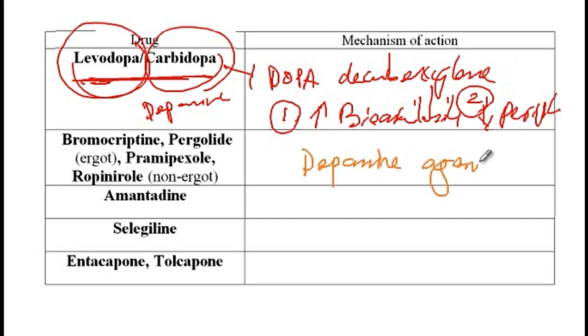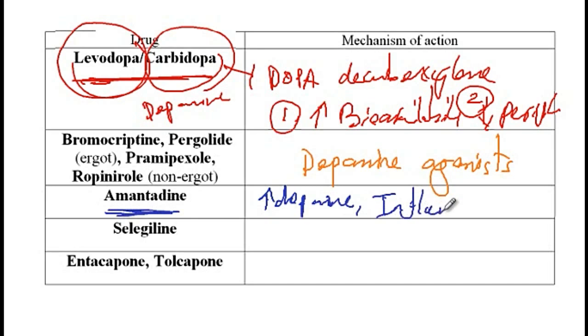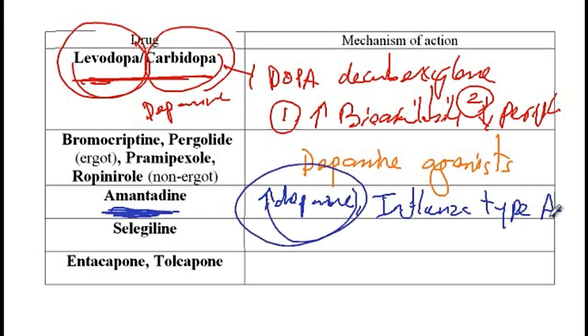The next group of medications are dopamine agonists, which are listed here, and then amantadine increases dopamine release. In addition, it's an antiviral that is effective against influenza type A. So notice that amantadine increases dopamine release as well as inhibiting influenza type A, not type B, type A. And the way it works is that it prevents the uncoating of the virus.